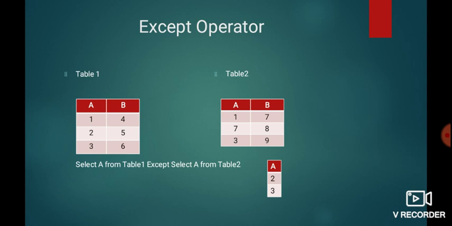So again, select A from table 1 except select A from table 2. So it will select A values 1, 2, 3 from table 1 and from table 2, 1, 7, 3. So it will remove the value which is present in table 2. So it will remove 1. So the output will be 2 and 3.